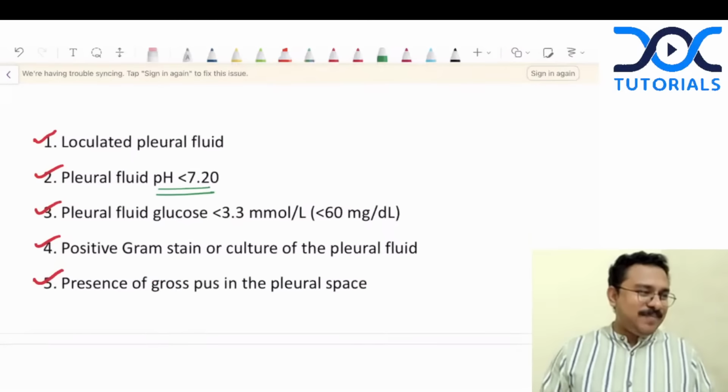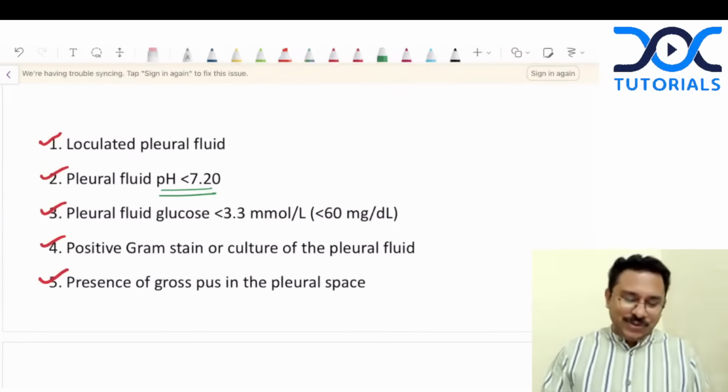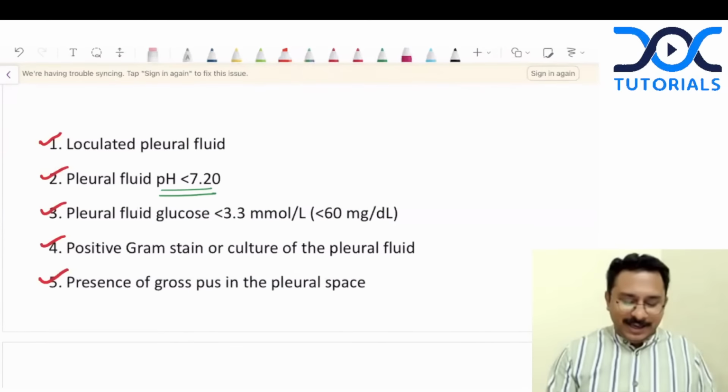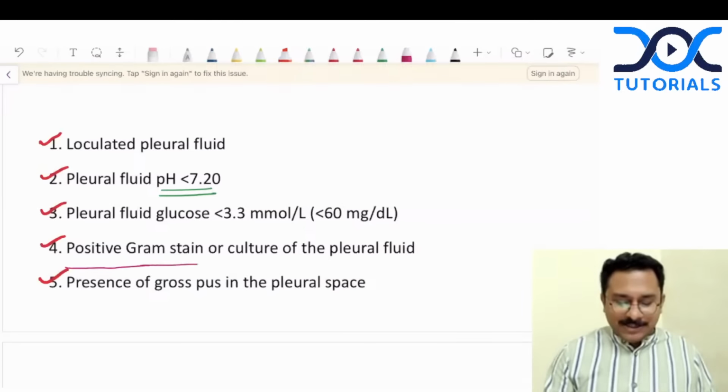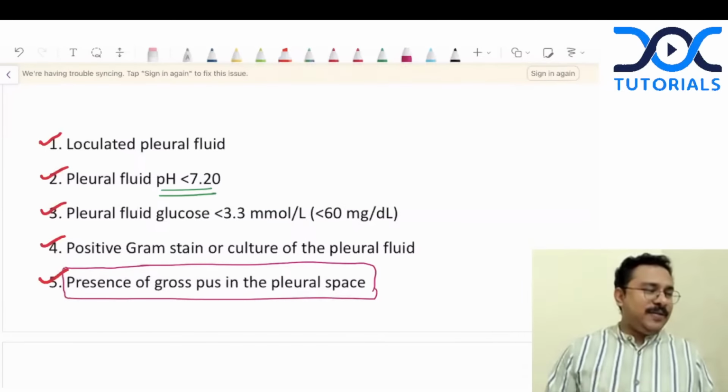pH less than 7. No, Anuj, the most important indicator out of all this is the presence of gross pus in the pleural space, which is the most definite indicator.